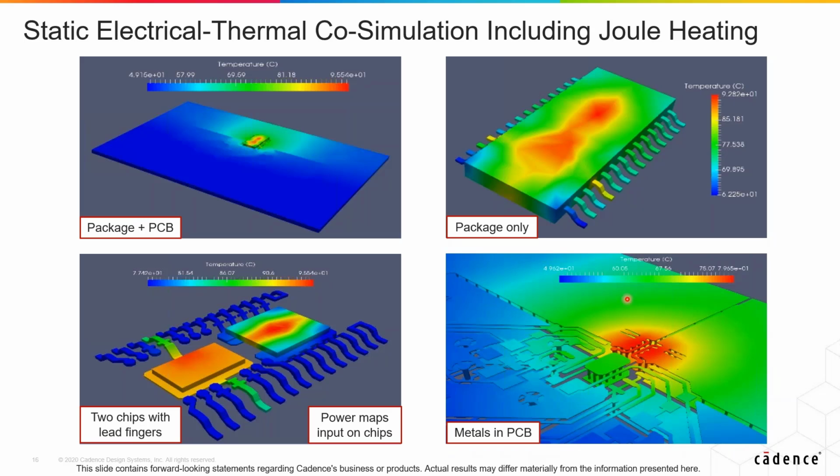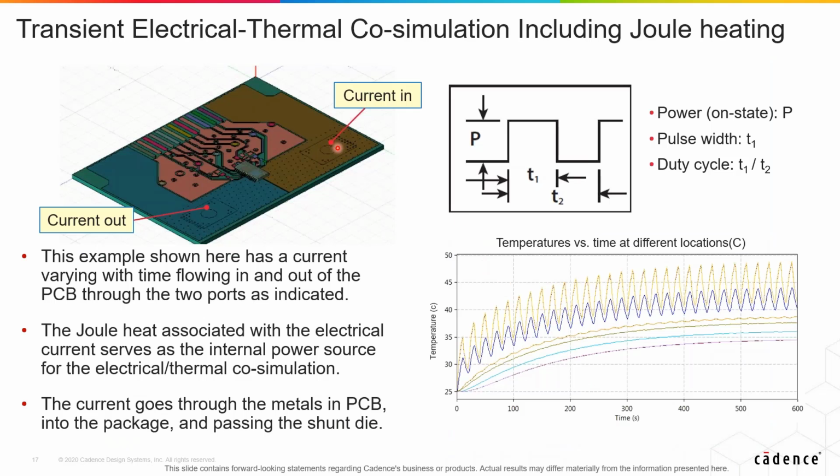Then this slide just shows you the package temperature or PCB temperature or the lead frame. You can see on those two chips, apparently the power consumption is different, and also the location is different. Then here at the bottom right, you can see all those details inside the PCB, including every trace and every via. Transient is the same. The current comes into this patch, goes into the package, and through the PCB coming out of this patch. Then the duty cycle analysis, timing will be critical to find out how the performance will match the design requirements.